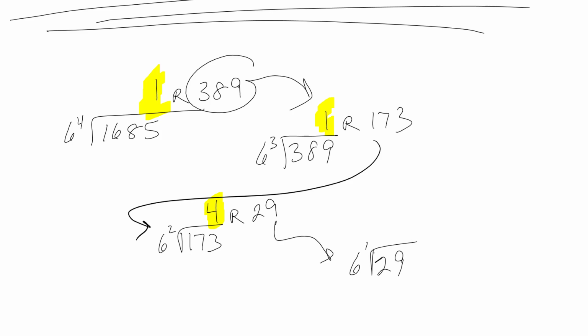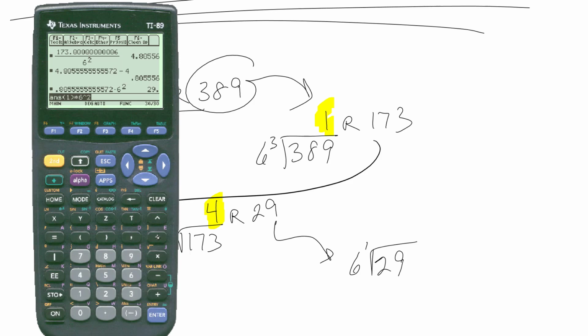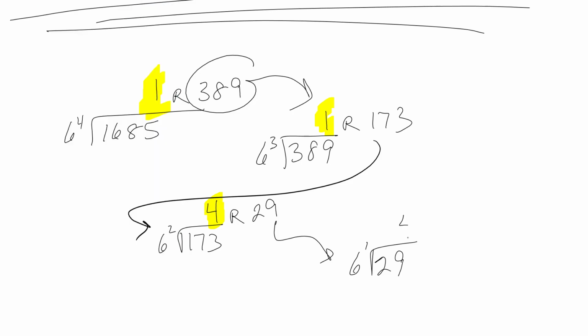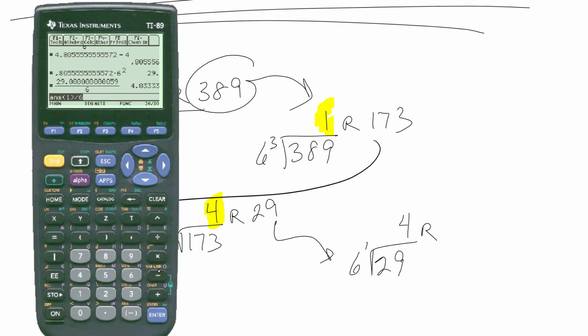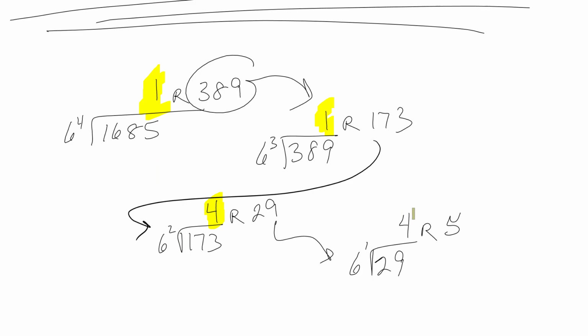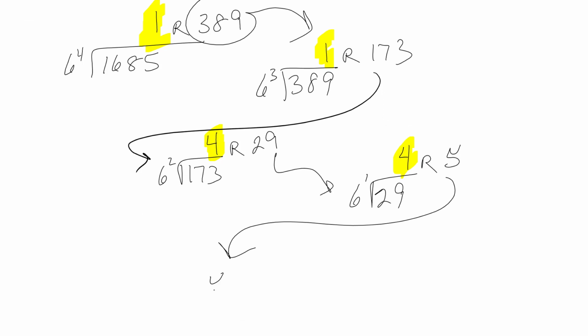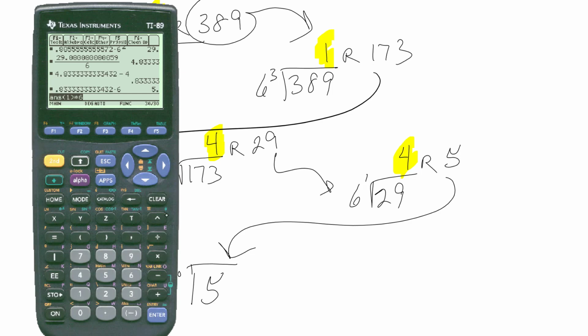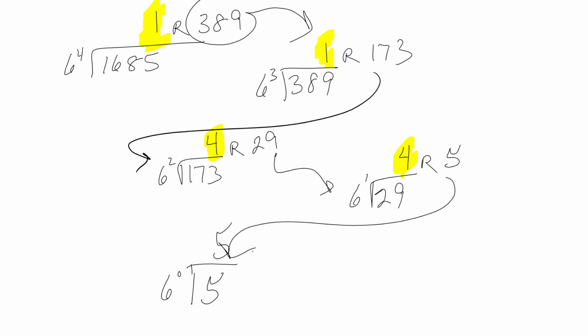Divided by 6 to the 1st. And even though I can do that by hand, I refuse to. 29 divided by 6 is 4.833 again. So it's 4 remainder. Subtract off the floor, multiply it by the original divisor, and I get 5. And so then I have 5 divided by 6 to the 0, which is just 1. So 5 divided by 1 is 5, with a remainder of 0. And so I'm done there, finally.